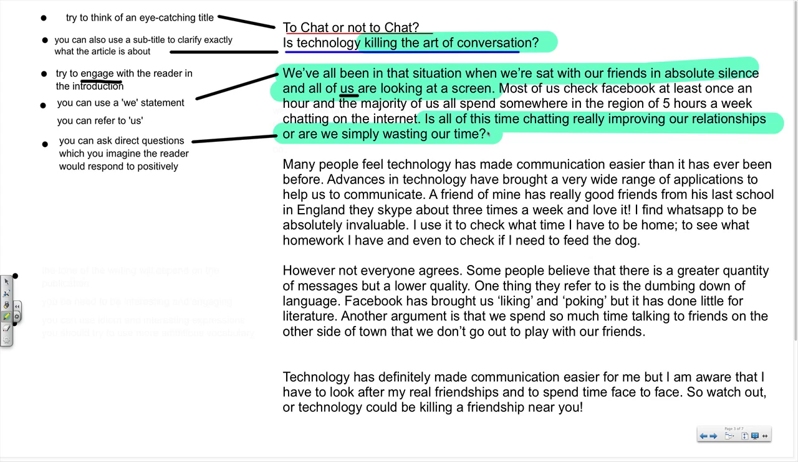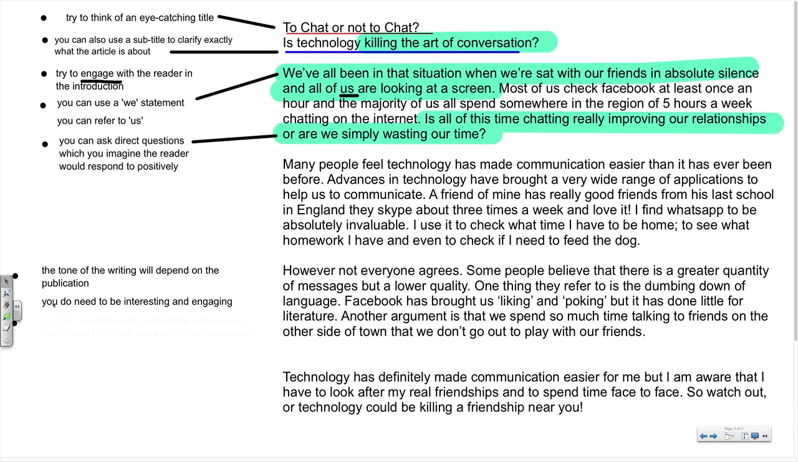But what we're looking at now is an article, and in the article we try to show how close we are, how proximate we are to the reader. We can ask direct questions, we can use a we statement, we can show similarities between us. So this is our introduction.